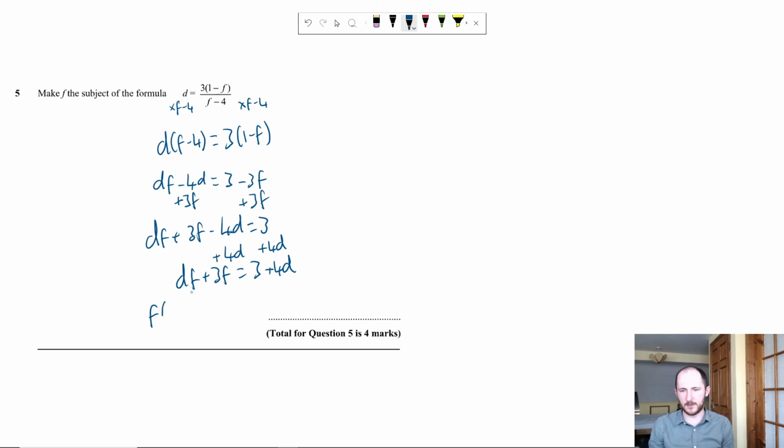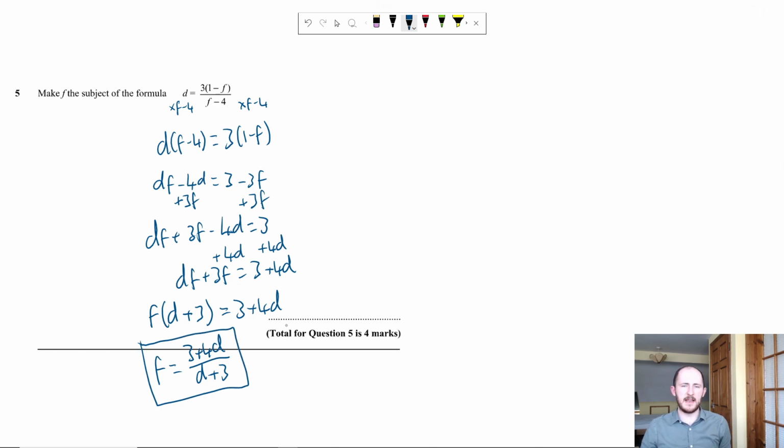So we get f times, open bracket, d plus 3, equals 3 plus 4d. And then I can move that entire bracket to the right-hand side and it'll be underneath the 3 plus 4d. So that becomes f is equal to 3 plus 4d over d plus 3. And that is our final answer. If you get something like 4d plus 3 over 3 plus d, that's completely fine as well, of course. It doesn't matter as long as it's equivalent to that. So any equivalent form is okay.